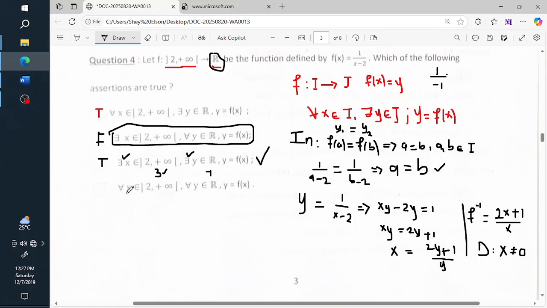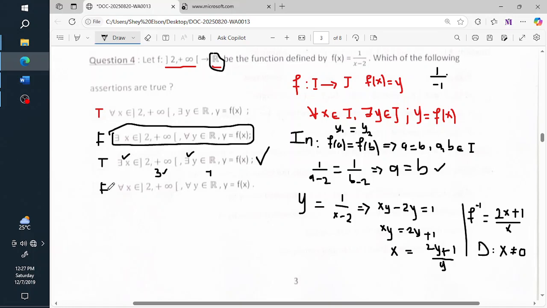Now the last one says that for every x in the domain and for every y in the codomain, y is equal to f of x. That is false, because it's not for every x that belongs to the domain and for every y in the codomain that y will be equal to f of x. Because we have seen that the function is not surjective. So this one is false as well.